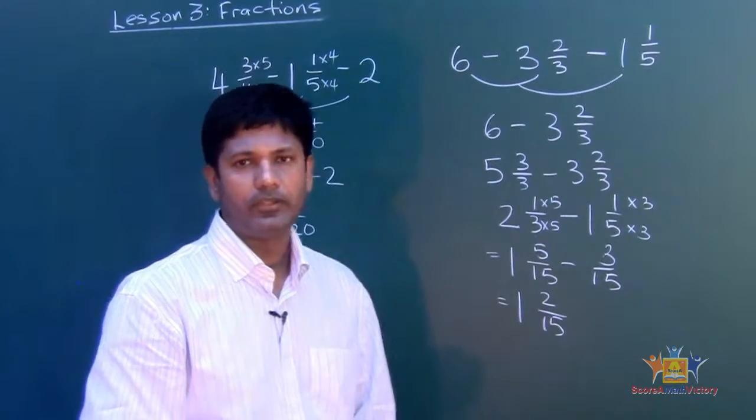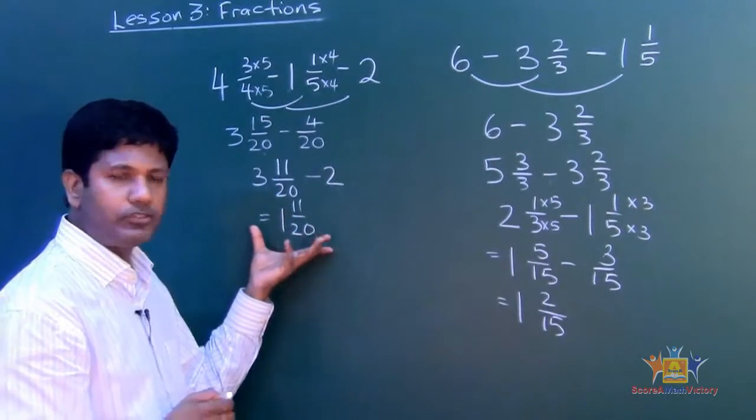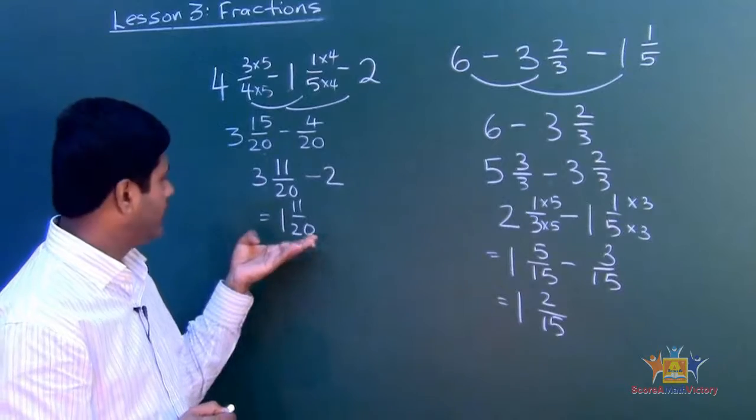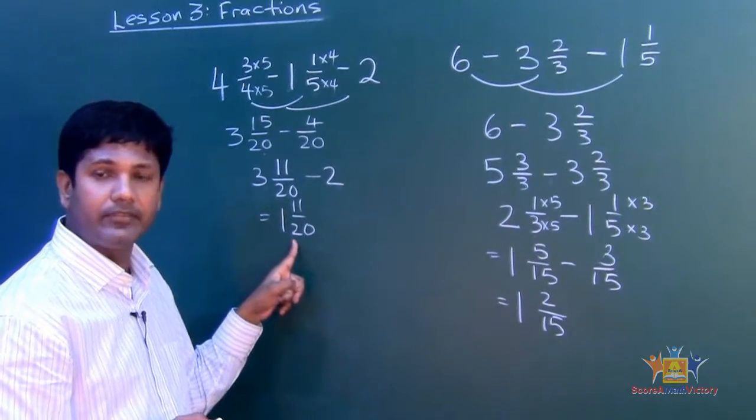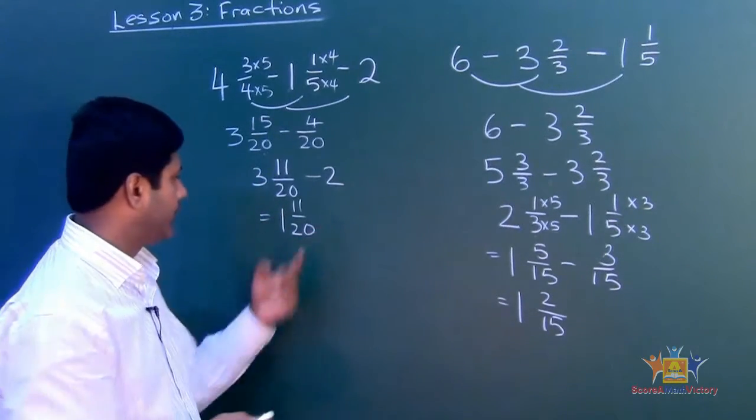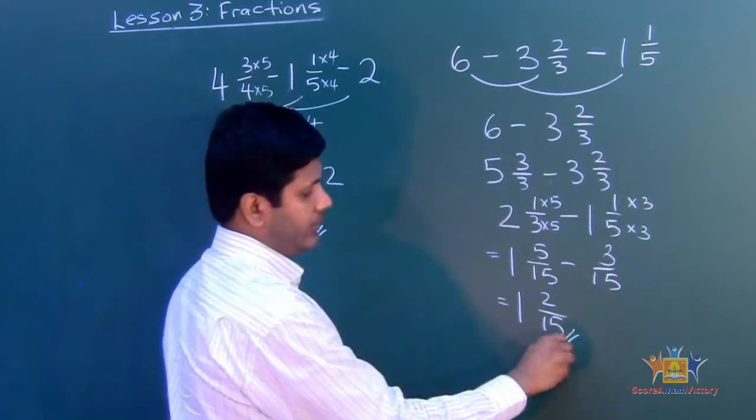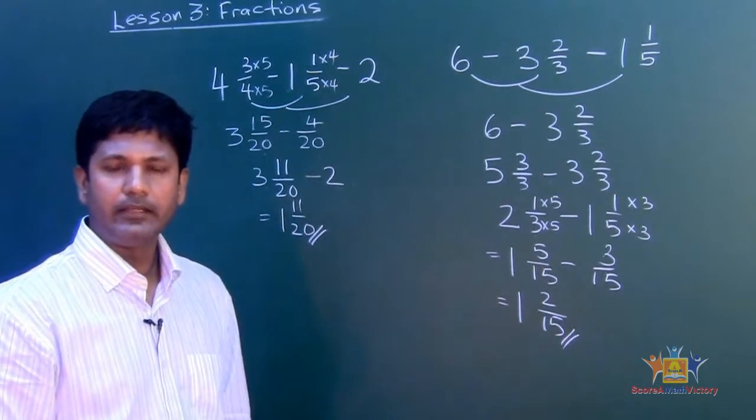That's my final answer. That's why the one thing you always ask yourself, once you come down to this, ask yourself, 11 over 20, can I simplify? Nope. That's it. That's your answer right there. See that? Pretty easy, isn't it?